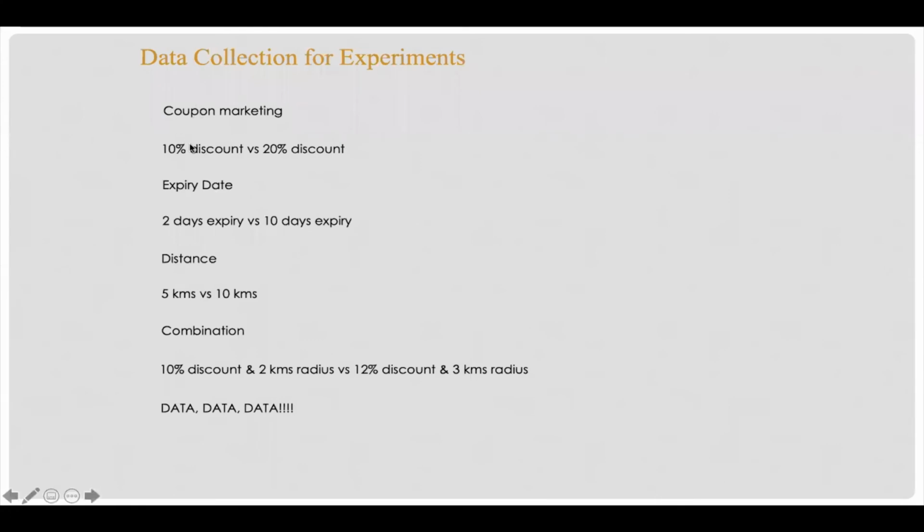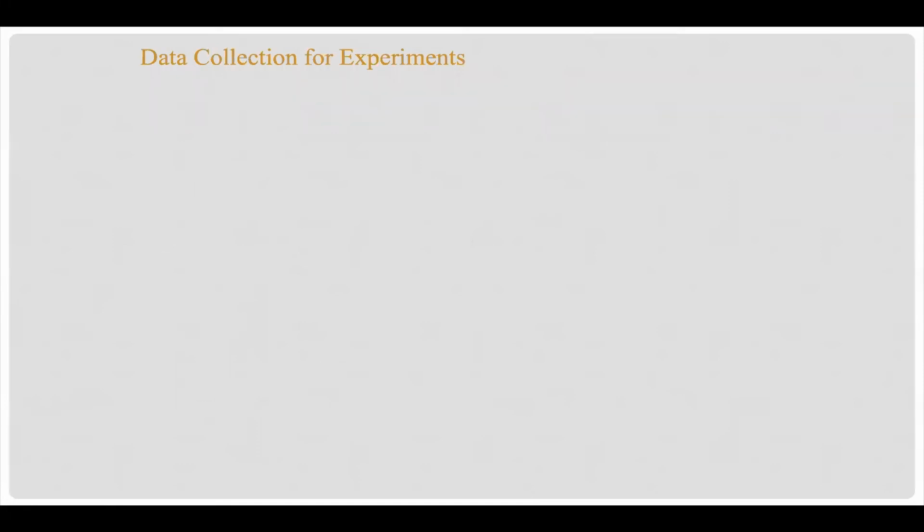Say discount is a factor, 10 versus 20, right, versus 30 or versus 15. Those are the different levels. Expiry date is a factor, and so on and so forth, right? First, you need to have that basic understanding. Then you conduct the experiment to collect the data on how people are reacting to these things. So first of all, you have to do that experiment.